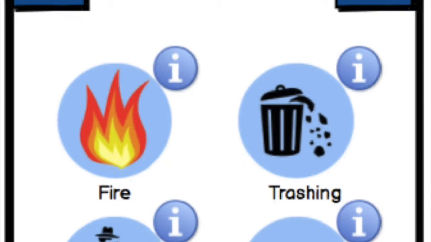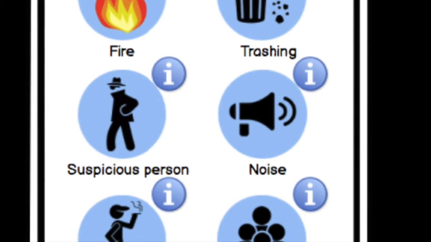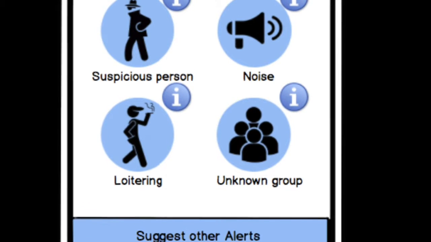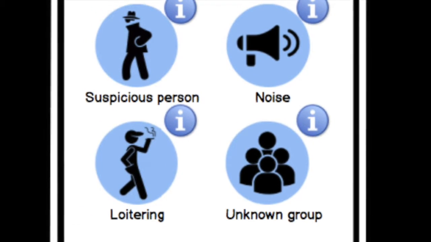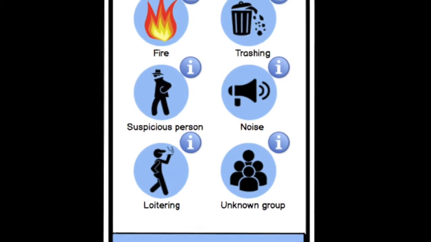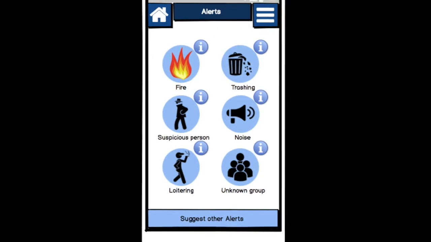The threats can be clear like a fire, and the user can express his feelings about suspicious situations. When the user is not certain what is happening, he can use the noise or unknown group buttons. Here the user can give more information about the potential threat and about the emotional state the user is in.